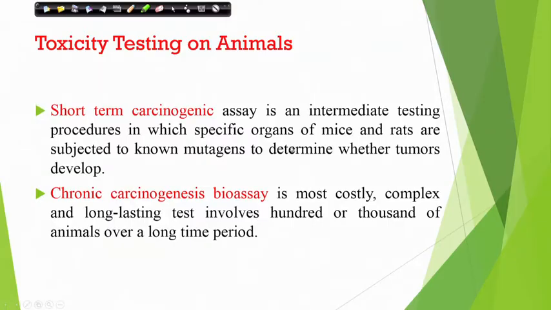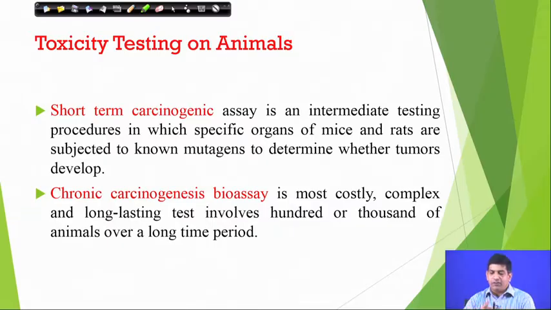For short term carcinogen assays, we look at specific procedures where specific organs of mice or rats are subjected to known mutagens to find out whether a tumor will develop. Chronic testing is mostly a costly, complex, long lasting test involving hundreds and thousands of animals over a long period of time. So both things are looked at.